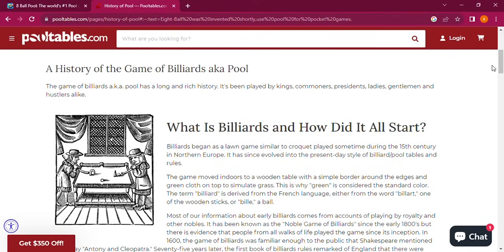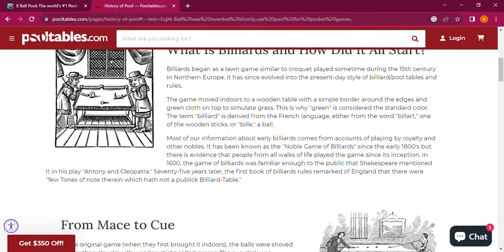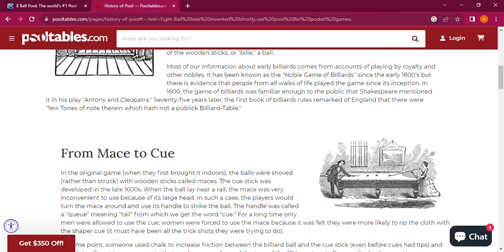The term billiard is derived from the French language, either from the word billard, one of the wooden sticks, or bille, a ball. Most of our information about early billiards comes from accounts of play by royalty and other nobles. It has been known as the noble game of billiards since the early 1800s, but there is evidence that people from all walks of life played the game since its inception. In 1600, the game of billiards was familiar enough to the public that Shakespeare mentioned it in his play Antony and Cleopatra.